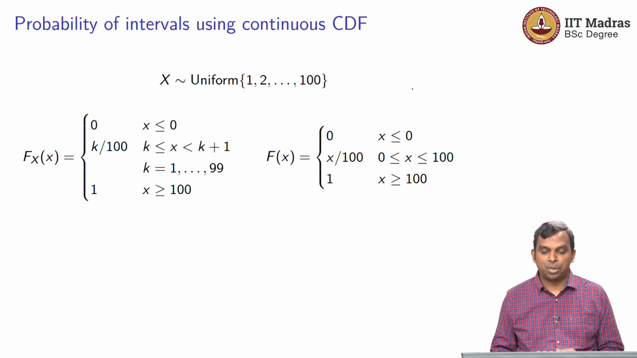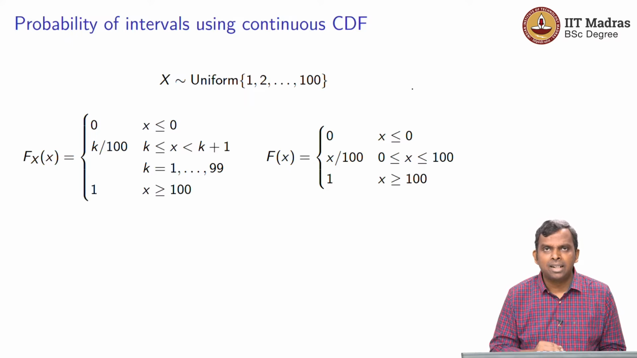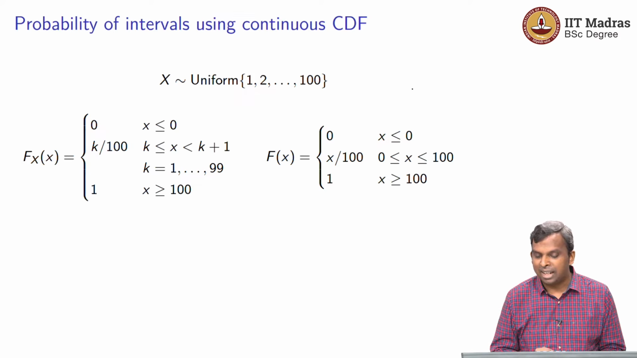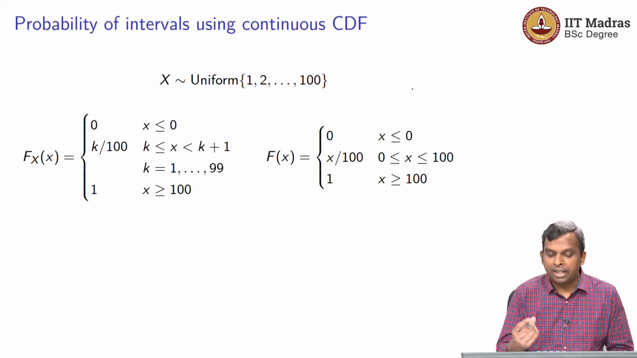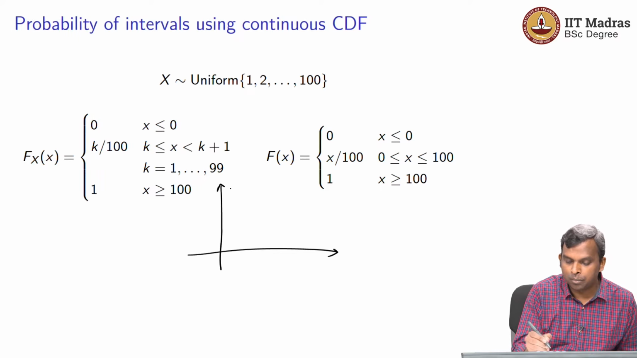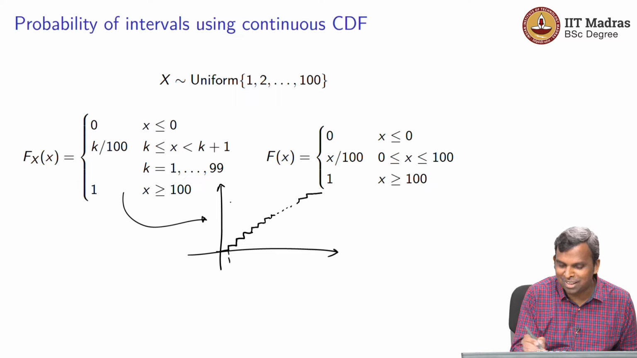Okay, so let's come back to this problem of using a continuous CDF and doing calculations for uniform discrete distributions. We saw this example before, when X is uniform between 1 and 100, the small steps are going to be there. You have this complicated looking CDF. One can try and approximate it. So if you want a CDF picture here, it starts at 0, and reaches 1 at 100.